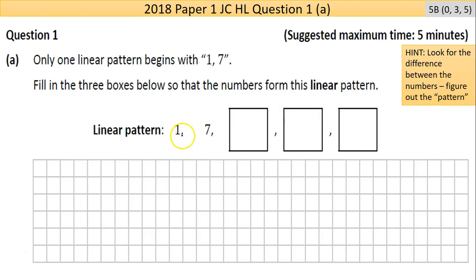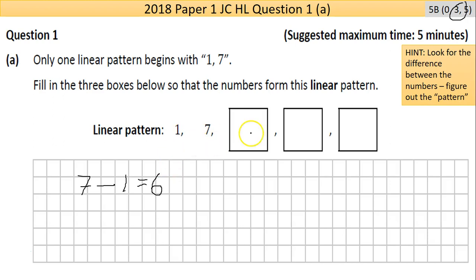Now, a linear pattern will be going up by the same amount each time. So its first difference, as we also refer to it, is the same. So, what's the difference between 1 and 7? We'll just do a calculation, and I would show the calculation. 7 take 1 equals 6. Now, you're most certainly up here on the 3 marks right now, just for that.